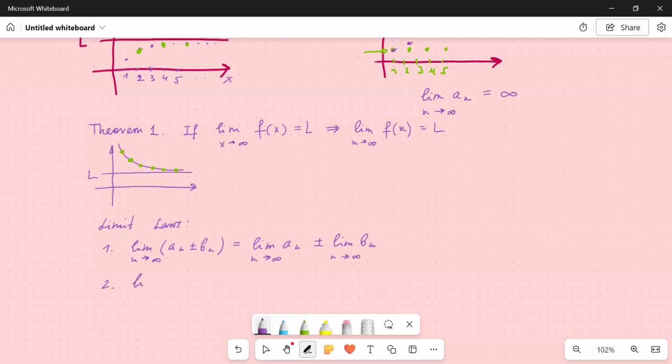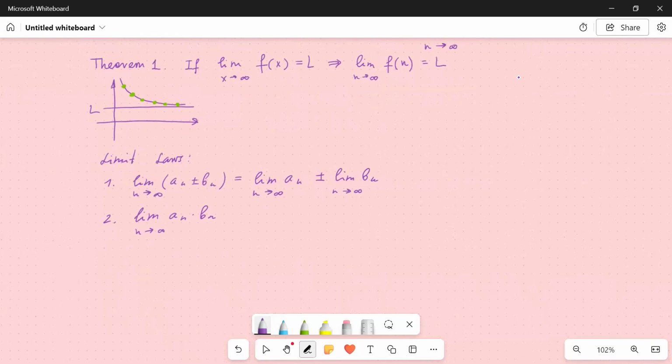Number two, limit of a product. Again, in case you do have both limits, of course. If one of them does not have a limit, it's going to be a different story then. It's the limit of a_n times the limit of b_n. Number three, for quotients a_n over b_n. Again, considering that both have limits and the limit of b_n is not equal to 0.